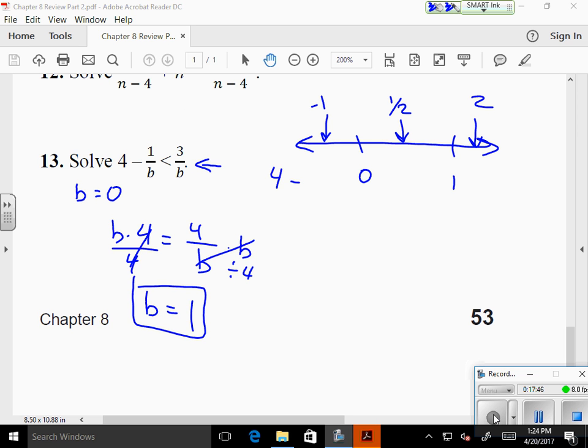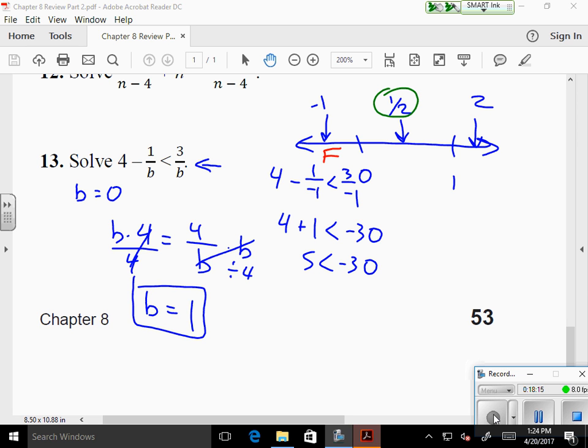So 4 minus 1 over negative 1. Is that less than 3 over negative 1? And that would be the same as 4 plus 1 less than negative 3. Is 5 less than negative 3? No. Incorrect. That's false. Okay? False. So let's go to the middle.